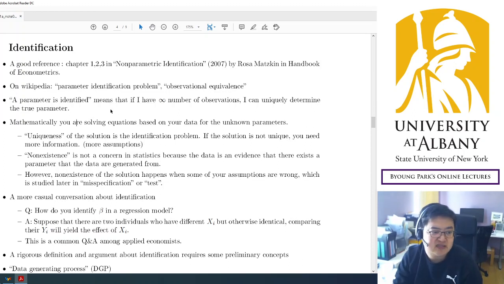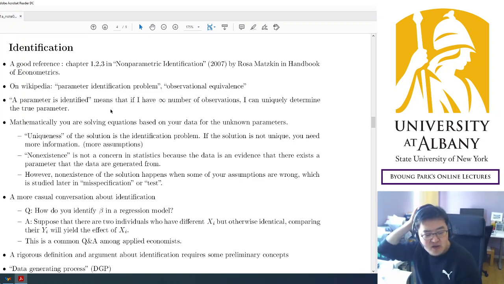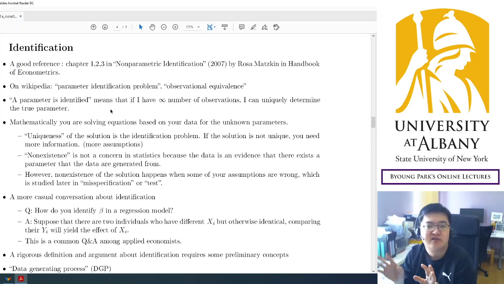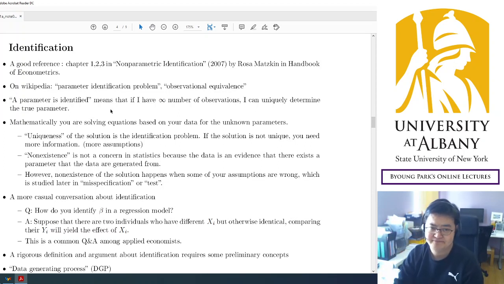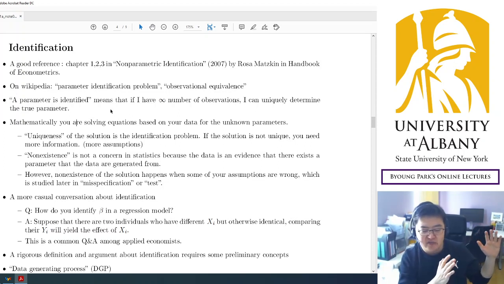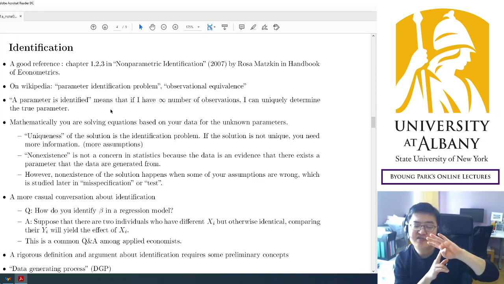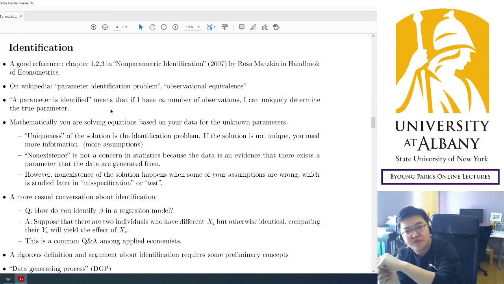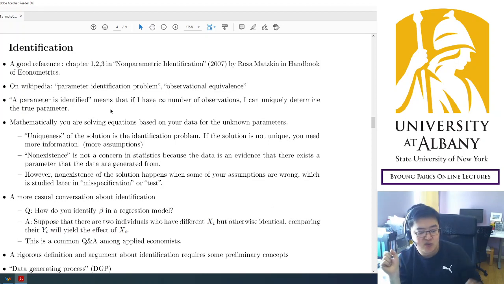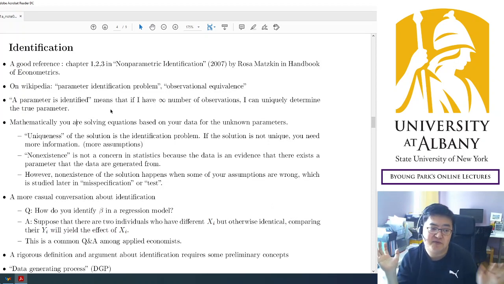More rigorously, let's think about the problem. Basically, estimation is kind of solving something for the unknown parameters. We'd like the solution for the unknown parameters. And mathematically, the available information is the assumptions and the data. From the data and the assumptions, we have to solve for unknown parameters. So it's like solving equations, exactly.